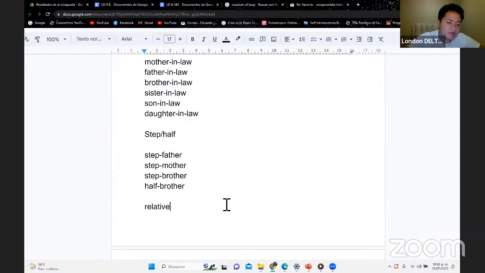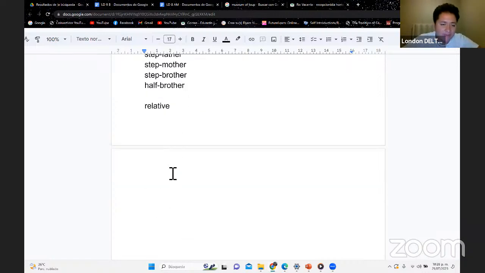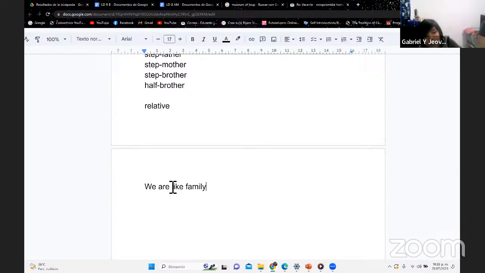So these are some expressions now related to family. Entonces, si parecía un familiar, decimos relative. Okay, so we would say like this, right? We are like family. What do you think is the meaning of this expression? ¿Somos como familia? Exactly. Very well. So you can say that, for example, with your friends, right? We are like family.